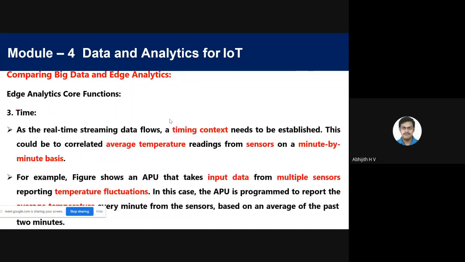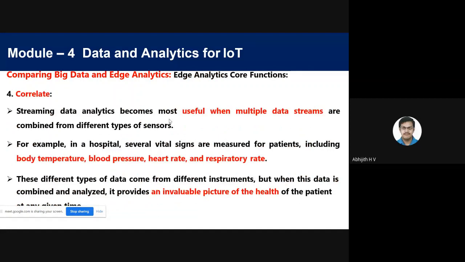Okay. Next one is correlate. Sometimes, let's take the example of smart farming. We may have to collect different parameters for the growth of a particular plant. Maybe the soil temperature, nitrogen level, water content. So there may be n number of parameters.